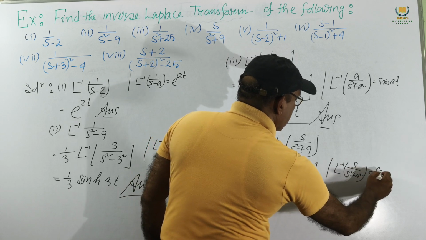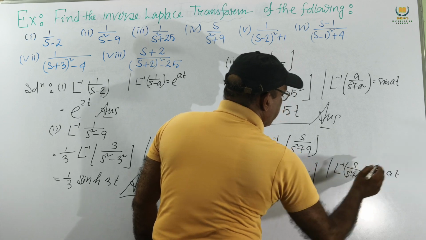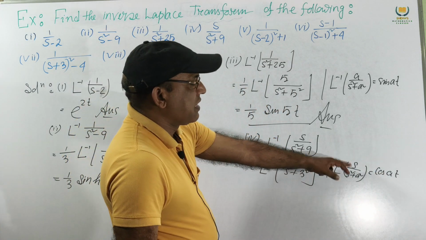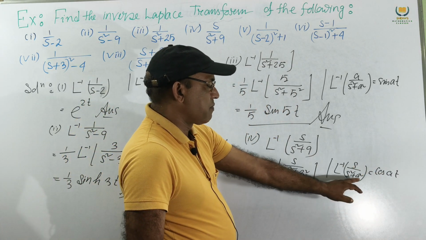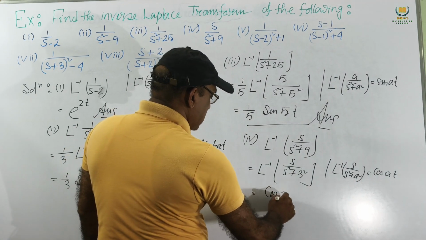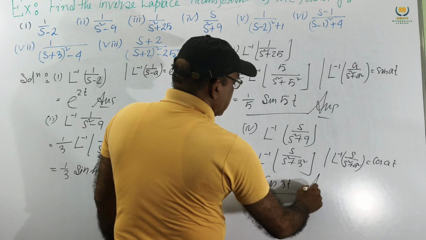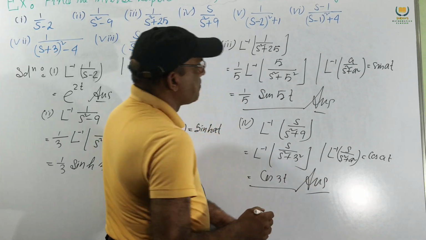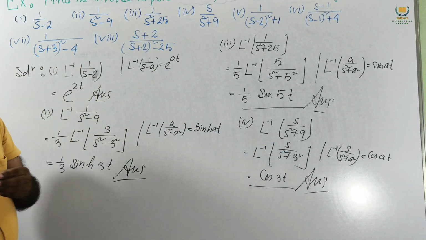This is cos at. If s, then cos at. S by s square plus a square, cos at. So this will be cos 3t. And this is our answer. So up to 4 done.